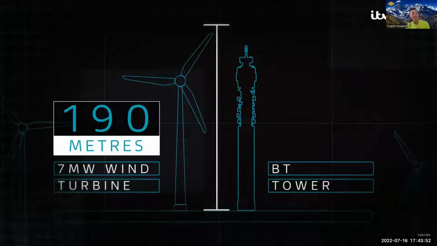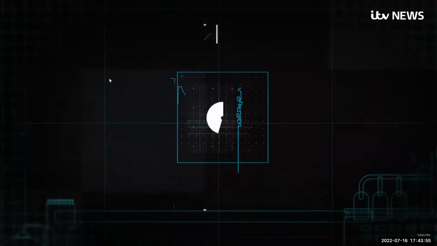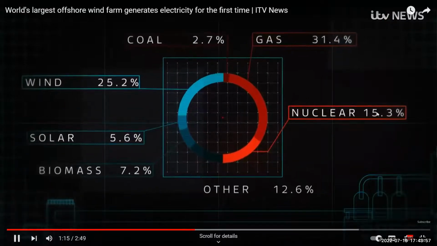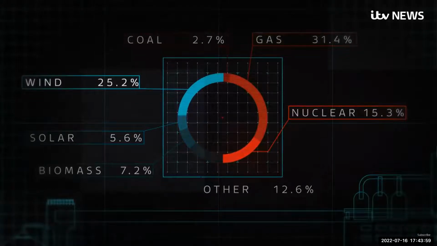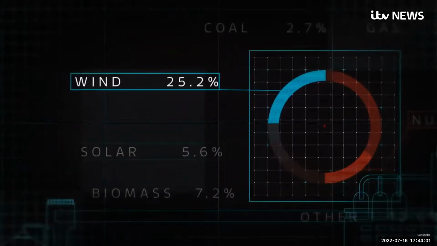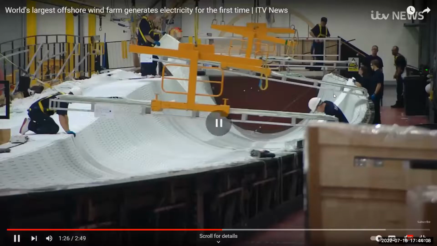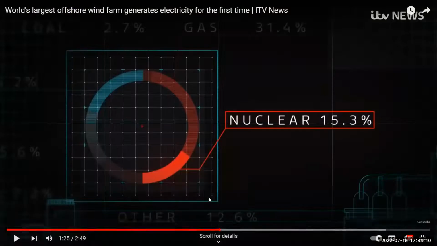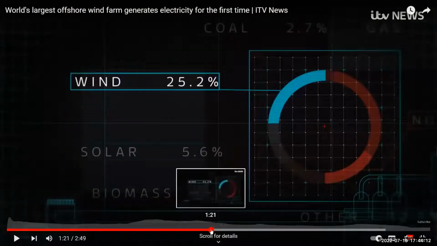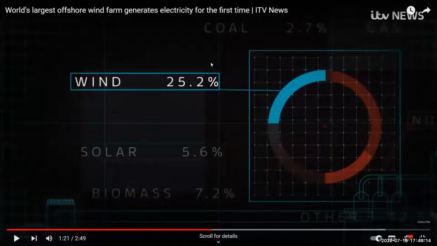Central London's BT Tower. And bigger projects mean wind makes up a greater share of generation. Today, for example, a quarter of our electricity came from wind, compared to the next largest low-carbon source, nuclear, at just 15% and falling.